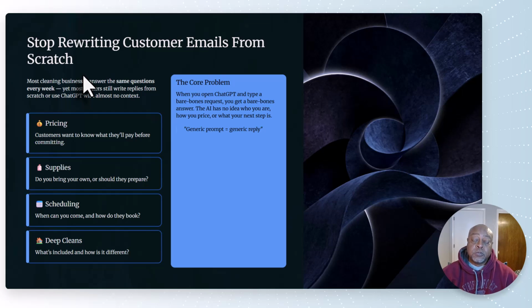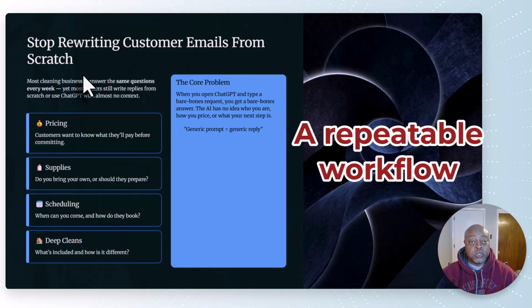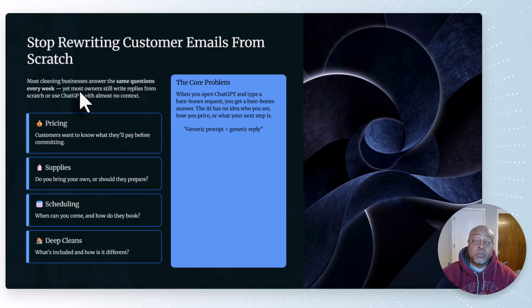The reason you want to do this is because you don't want to keep rewriting emails. This is a workflow that you can use over and over, so you stop starting from scratch every single time. Most cleaning businesses answer the same questions every day, every week, yet most owners still write replies from scratch or use ChatGPT with almost no context. The problem is when you open ChatGPT and type in a bare bones request, you get a bare bones answer. The AI has no idea who you are, how you price, or what the next step is. A generic prompt equals a generic reply.